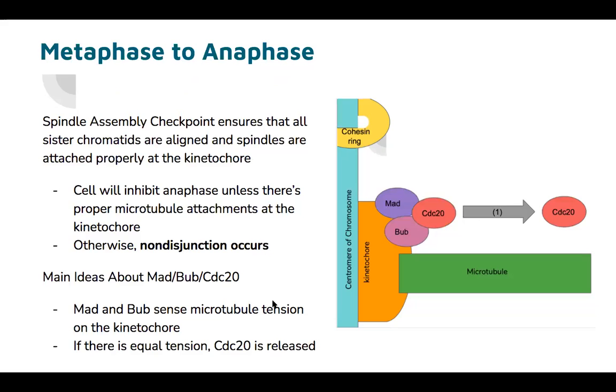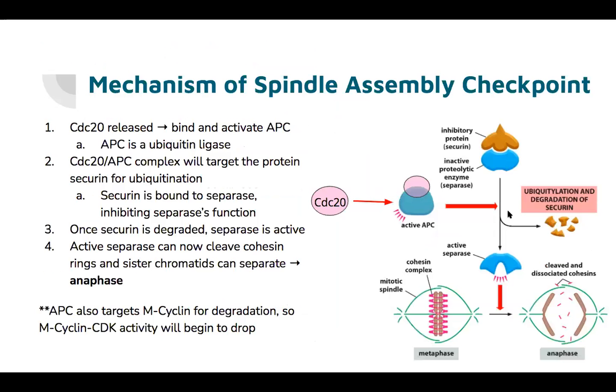Yeah, thank you. Okay, so this is the MAD-BUB-CDC20 complex. MAD and BUB are two proteins which sense the microtubule tension on the kinetochore. If there's equal tension between the two kinetochores on either side, so think of this as a mirror image over here, then CDC20 is released. And I believe that here, this says it more in depth.